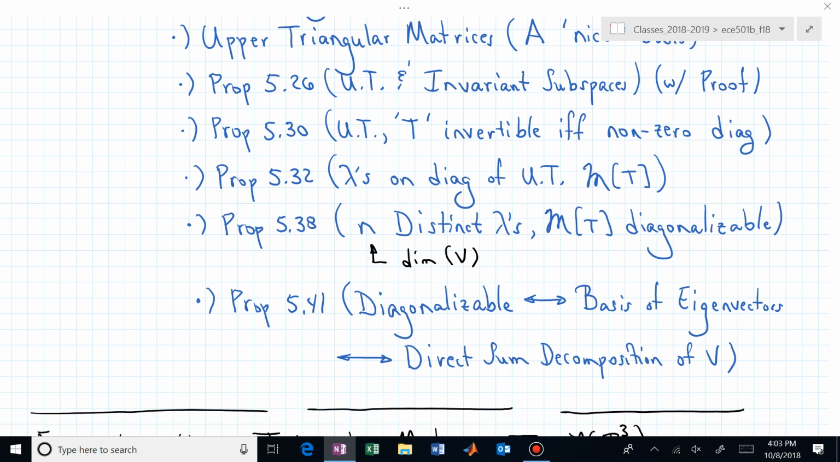Then you can put all of these together and you can say, oh, if we now have a matrix representation of a linear operator that's diagonalizable, that means that we can make our basis of eigenvectors, and we can do a direct sum decomposition of the vector space using those eigenvectors as our subspaces upon which to decompose or separate or break out this representation of a vector space V.